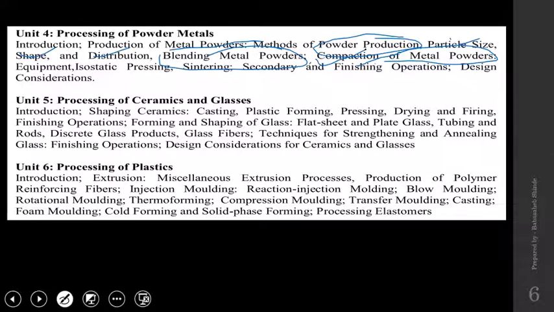The various processes of compaction will be also studied, that is isostatic pressing would be there, and few equipments used for that compaction, that also we need to study.